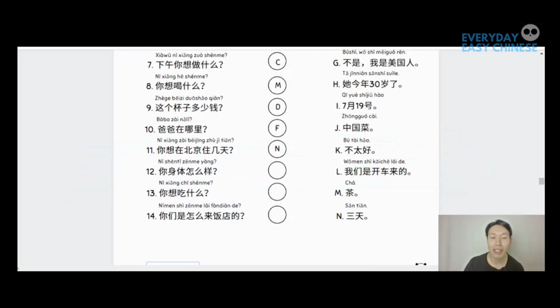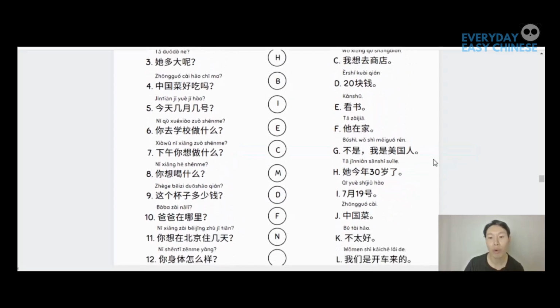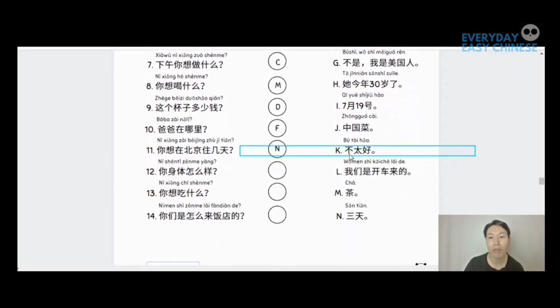Number 12. 你身体怎么样？ So 身体 means body. So they're asking how's your body or how's your health overall. So we have K over here says 不太好, which means not very good, not too good.